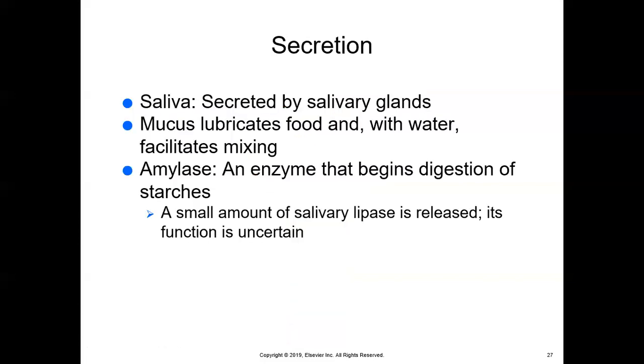Okay, now let's talk about secretion. You have different secretions. You have saliva, which is secreted by salivary glands. Then you have mucus that's secreted, which lubricates food, and with water facilitates mixing. It's easier to mix when it's fluid. Then you have amylase, an enzyme that begins the digestion of starches. The salivary glands secrete amylase.